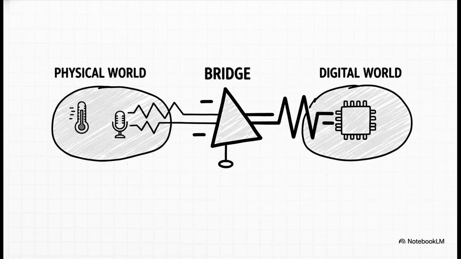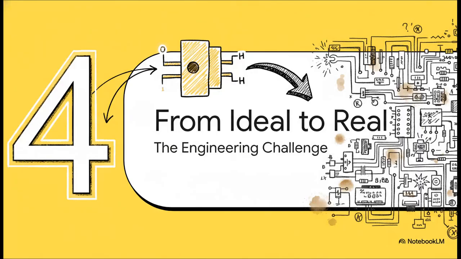And finally, in Chapter 12, we see its most important job. It's the perfect bridge. It's that translator we were talking about, taking those weak whispers from real-world sensors and making them clean and strong enough for a digital brain to finally understand. It connects our world to the computer world. Okay, so if the idea is so simple, just two golden rules, this one Lego brick, then why is this book hundreds and hundreds of pages long? Well, that's because there's a huge, huge gap between the perfect idea of an op amp and making one that actually works in our messy real world.